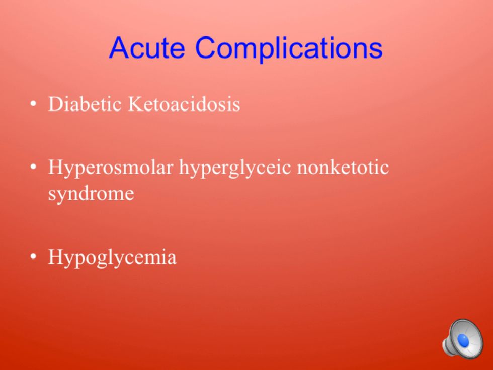So hyperosmolar hyperglycemic non-ketotic syndrome, also known as HHNK or HHNS, is an acute complication of diabetes. It occurs without the ketosis, so we won't have any ketones in the urine. And so that's important to know.